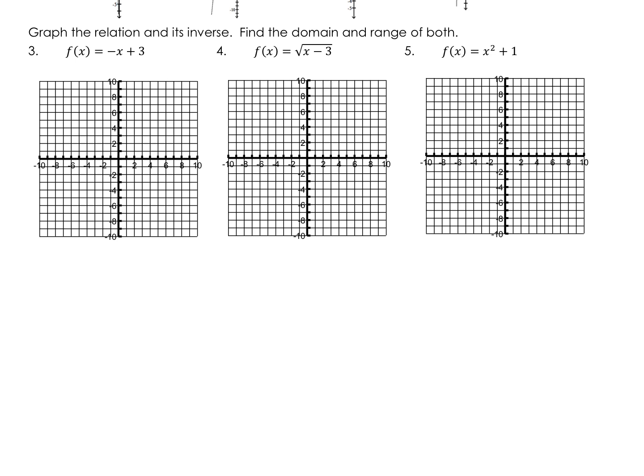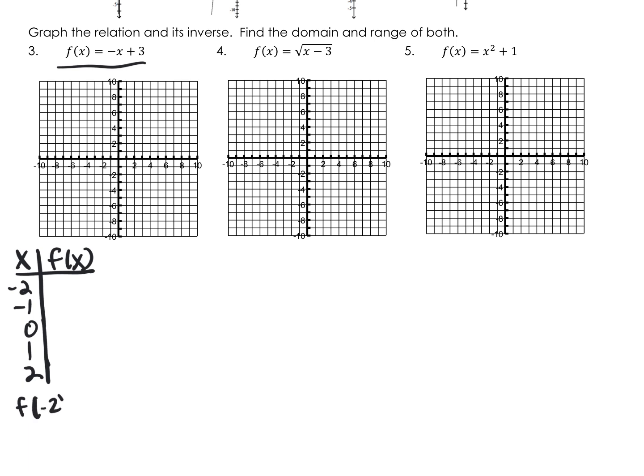All right, so for graphing the function and its inverse, we'll first start by making a table for f. So we'll start with x and f of x, and we'll plug in our standard numbers, -2, -1, 0, 1, and 2. And we're going to plug those into the equation up here. So f of -2 will be -(-2) plus 3. So that'll be 2 plus 3, which is 5.